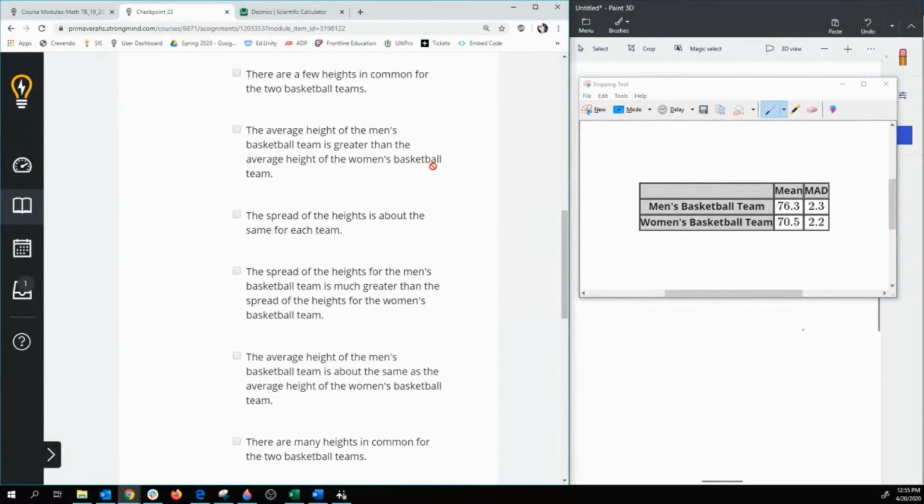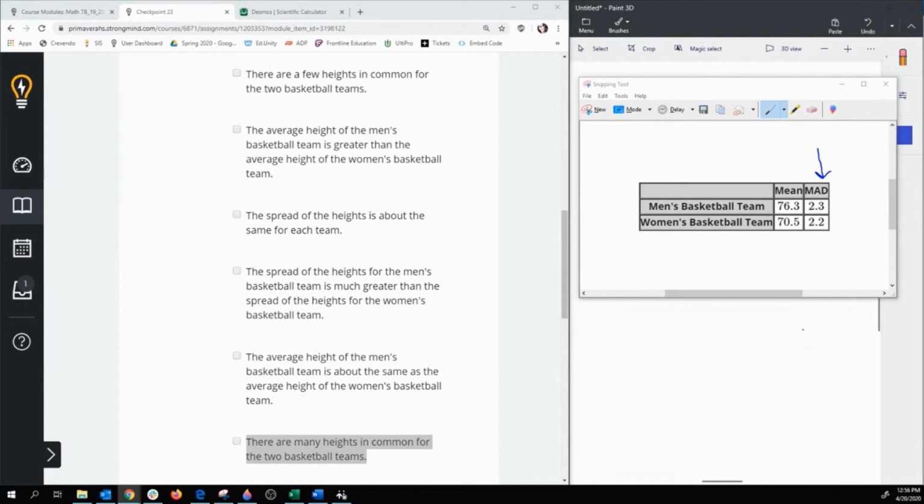The first one says there are few heights in common for the 2 basketball teams. Well, I would disagree. I think that there are many heights in common for the two basketball teams, and the reason why is because our mean absolute deviation is almost exactly the same, right? One of them is 2.3 and the other one is 2.2. Almost the same exact mean absolute deviations. So I would definitely say that they are almost the same.